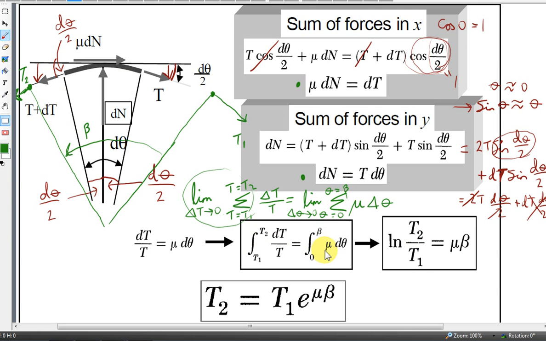Integrating mu, which is a constant, it depends on the properties of the materials, with respect to theta gives us mu times theta. And plug in the upper limit, we get mu beta minus mu times 0, so we just get mu beta on the right hand side. Finally, we can get the tension at this end of the belt in terms of the tension at this end here. We just take the exponential of both sides. So now we have the tension at this other end as a function of beta. That's the angle between this line here and this line here.